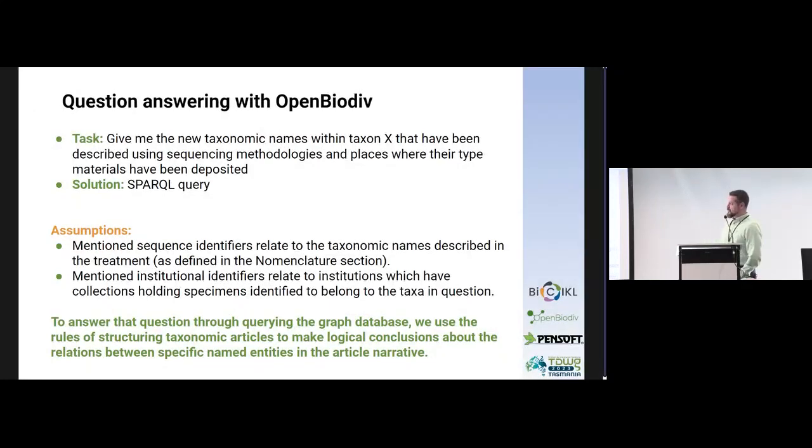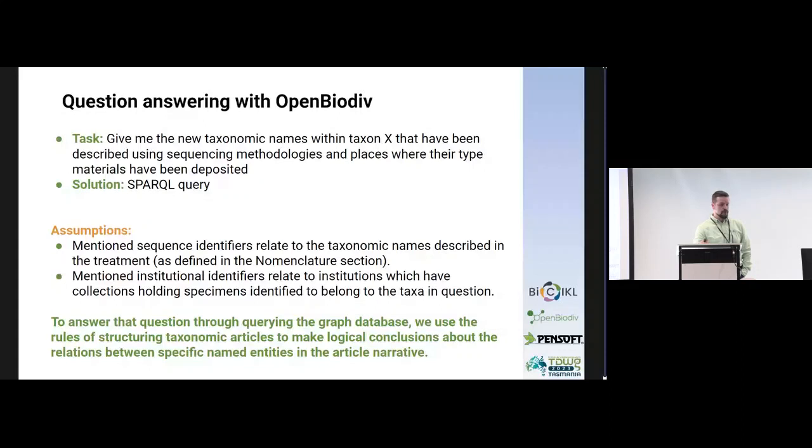OpenBiodiv, as I said, is a graph database, so it uses SPARQL, and thanks to SPARQL, you can answer more complicated questions like this one: give me new taxonomic names within a taxon X that have been described using sequencing methodologies, and places where their type materials have been deposited. Thanks to the structured data we have and a couple of assumptions we can make, we could answer questions like that.